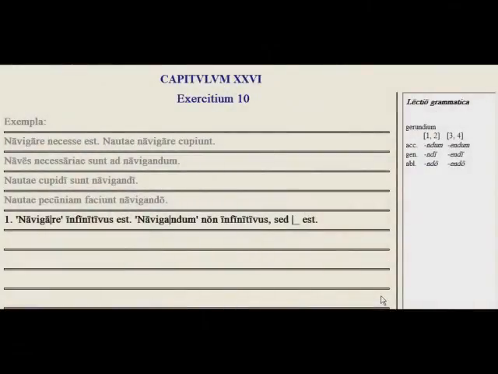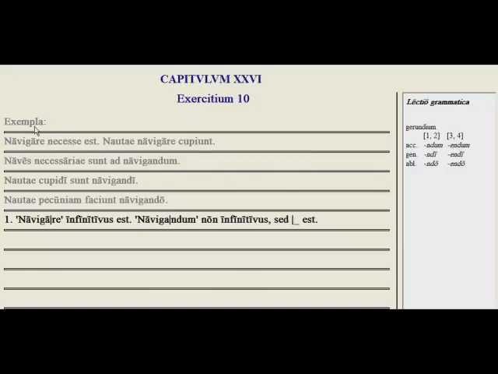This is chapter 26, Grammatica exercises. Here we have practice with the gerund. We see in the margin here the forms of the gerund for the first and second and third and fourth conjugations. First and second conjugations, just adding the endings -andum, -andi, -ando. And third and fourth, adding -endum, -endi, -endo.